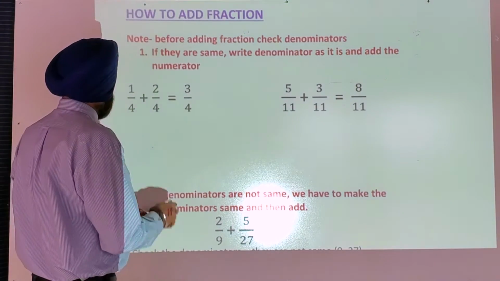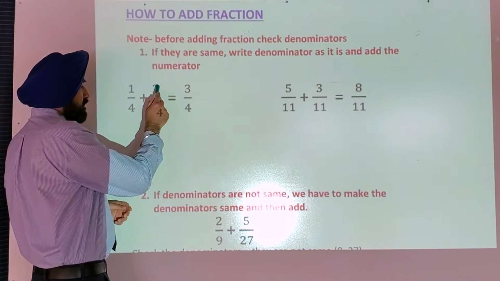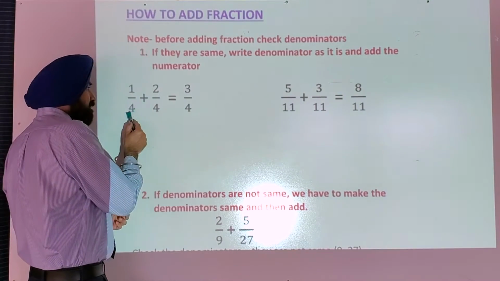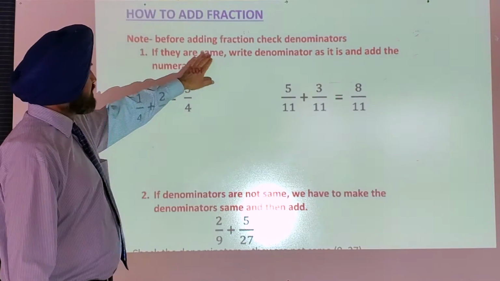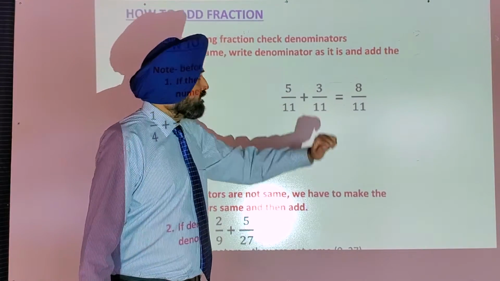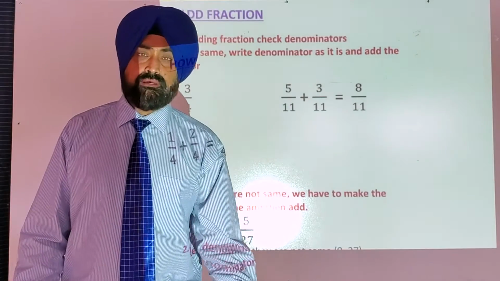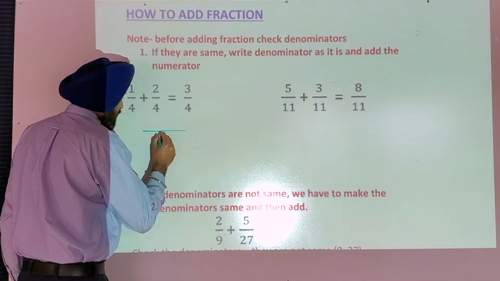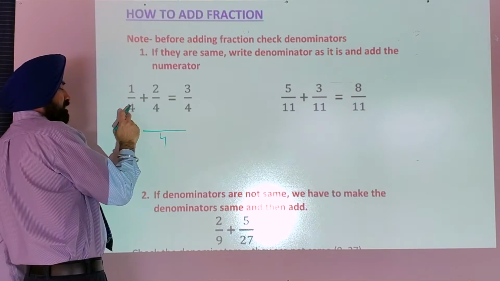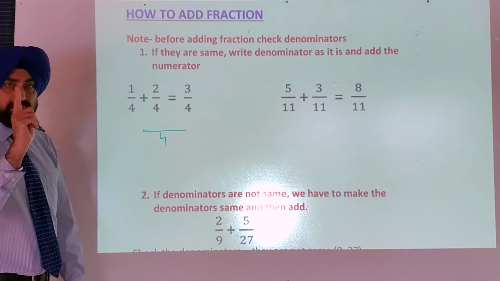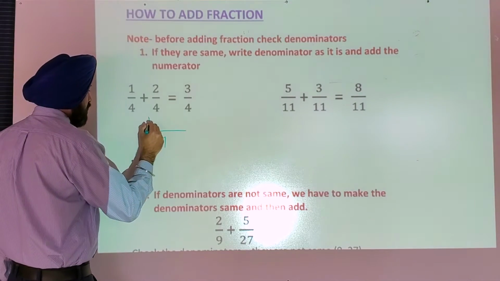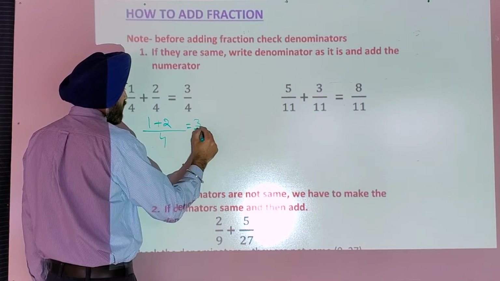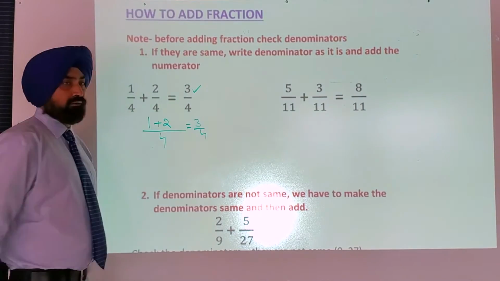For example, 1 over 4 plus 2 over 4. Both denominators are 4, so the denominators are the same. If they are the same, write the denominator as it is and then add the numerators. So write the denominator only once and then add the top numbers, 1 plus 2, which is 3 over 4. You get 3 over 4.